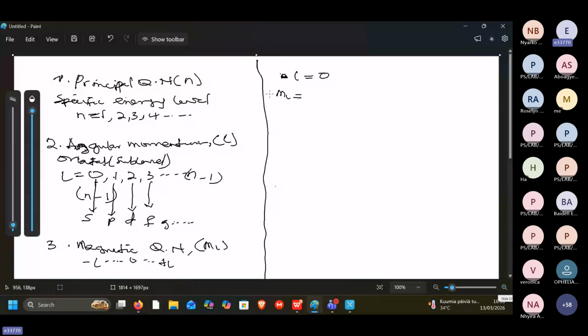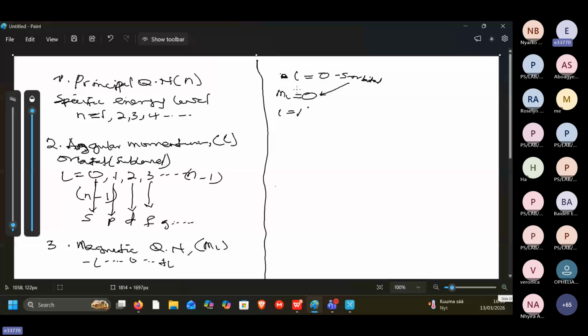So if L equals 0, then the allowed value for the ML will be only one orientation, from negative to positive 0. We don't have negative 0, we don't have positive 0. So the ML will just be 0, meaning it has only one orientation. That is the s orbital, just one orientation. Now it will be getting into different energy levels, but then the same shape, it will not be orienting differently, only that as you go higher, the size increases. But the orientation is just the same.